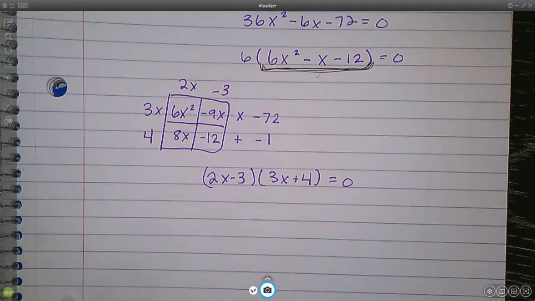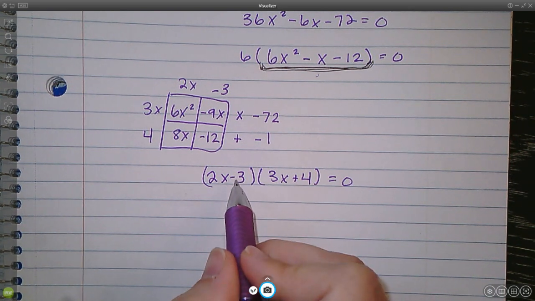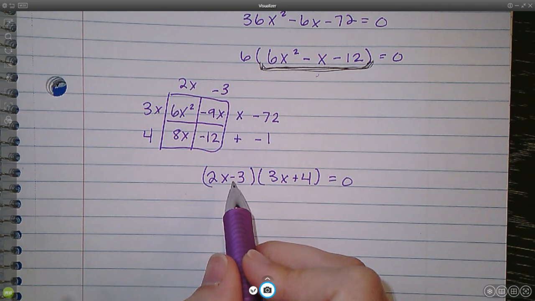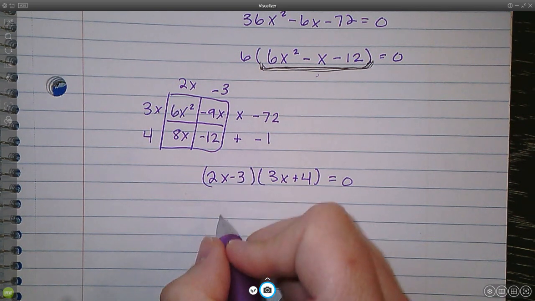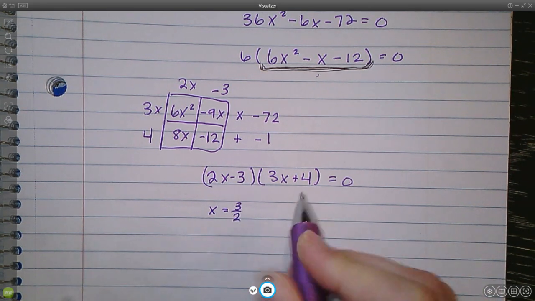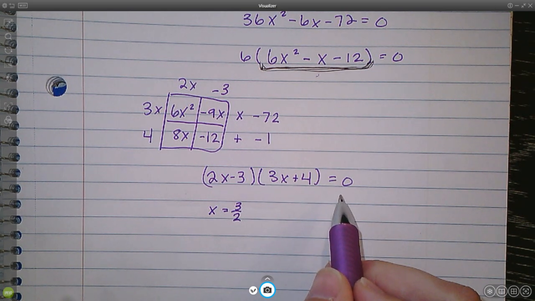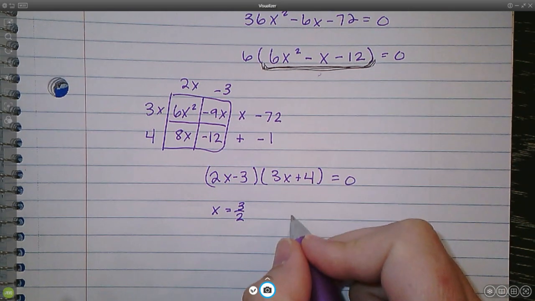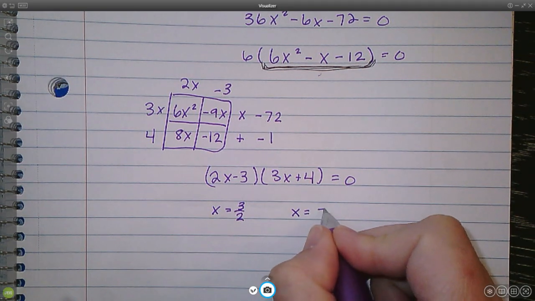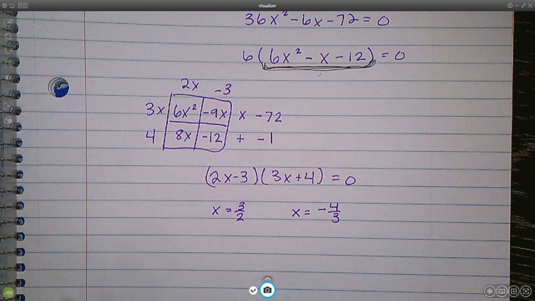And we are not done, we still have to solve. So if I solve this one, you add 3 to both sides, so you get 2x equals 3, divide both sides by 2, and you get x equals 3/2. This one you're going to subtract 4 from both sides, and then divide by 3, so you're going to get x equals negative 4/3.